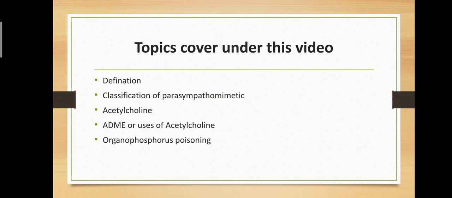Definition, classification of parasympathomimetics, acetylcholine, a detailed study of acetylcholine, ADME and uses of acetylcholine, and the last one, organophosphorus poisoning. In this chapter, we study acetylcholine and organophosphorus poisoning in detail. Let's start one by one in detail.